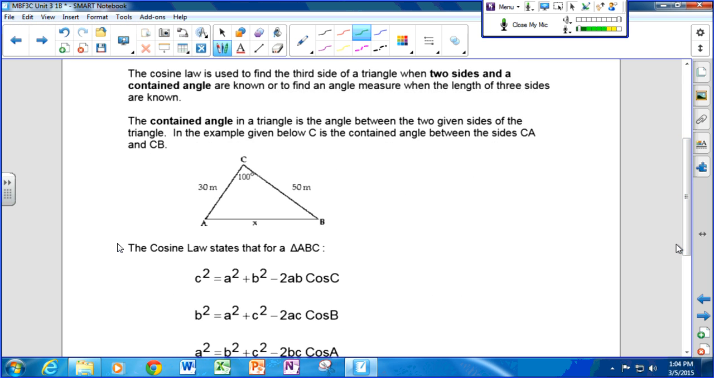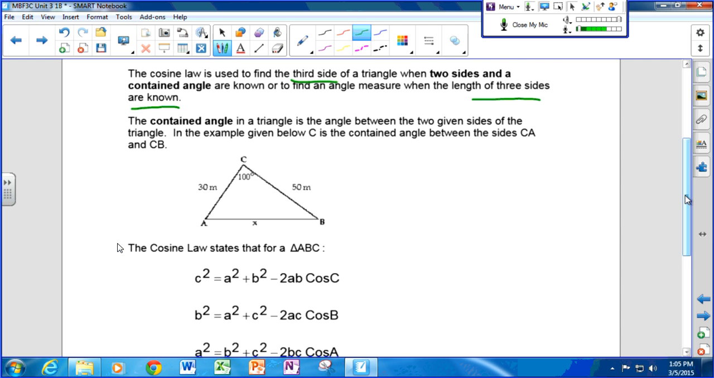It says the cosine law is used to find the third side of a triangle when two sides and a contained angle are known, or to find an angle measure when the lengths of three sides are known. So there's the other case where you'll be breaking out the kryptonite: you have a triangle and you know all three sides, but you don't know any of the angles. You can use the law of cosines to get one of the angles, then use the sine law to get the second angle, and then use the property that the interior angles add up to 180 degrees to get the third angle. So you can just work your way through all the laws.